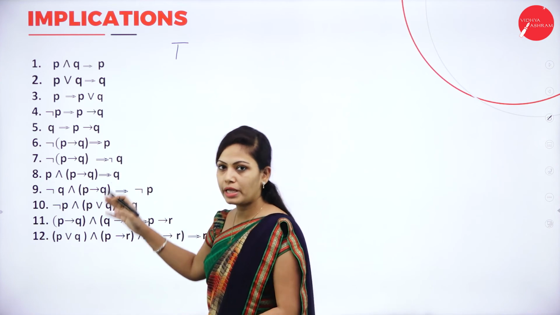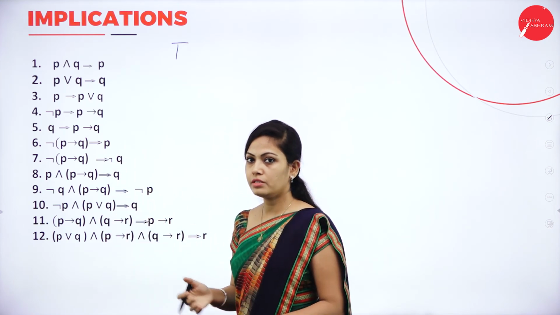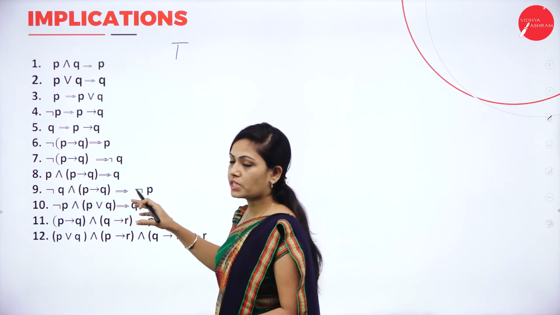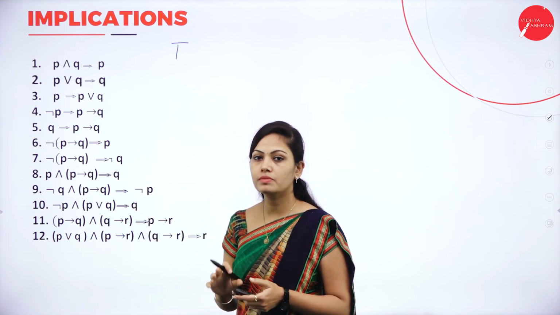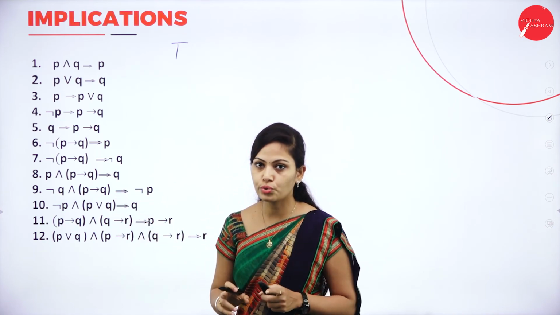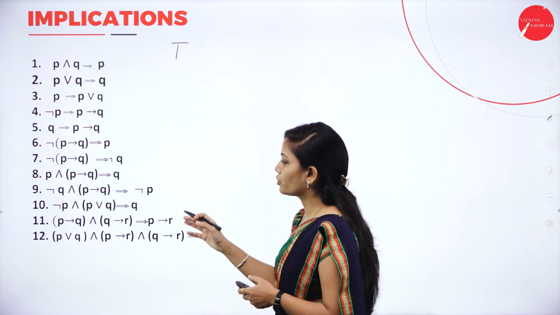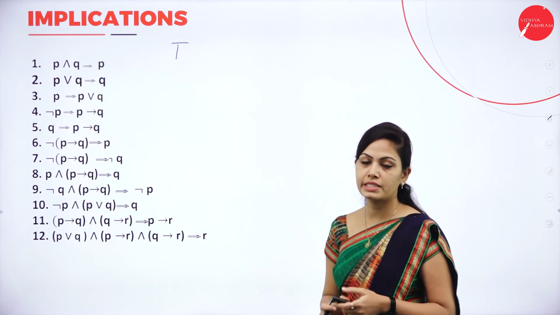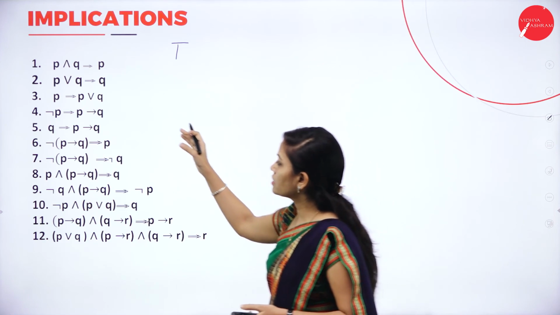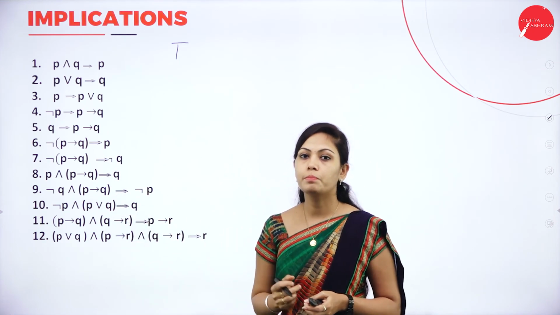Here I have 12 propositions. So any one of the propositions you can find. All the propositions will get the truth values. All the propositions' truth value is true only. You can prove this with the help of a truth table. You can prove this is a tautological implication. So these are the implications tables. You have to remember this while proving the problems.